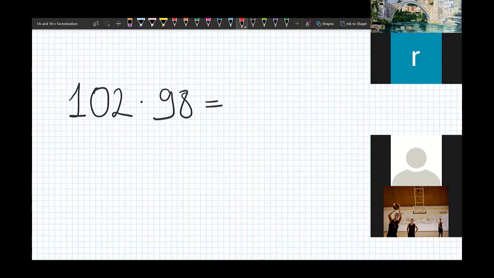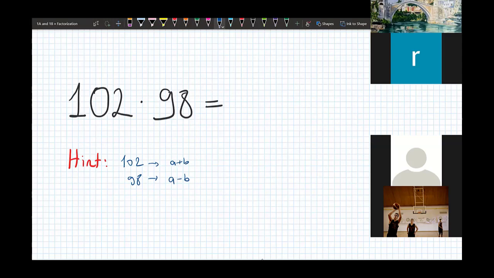So let me give you a hint here. Use difference of two squares identity. Try to write 102 and 98. Probably the biggest one will be a plus b. The smallest one will be a minus b. So when you multiply them, you will get a squared minus b squared. You just need to find a and b here.